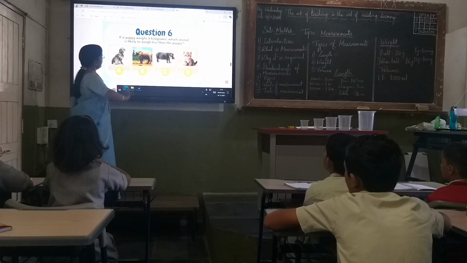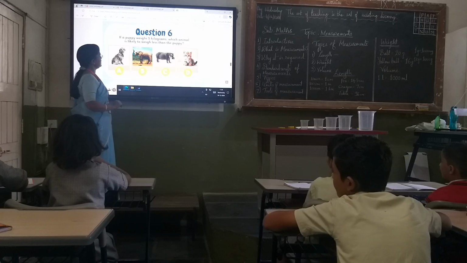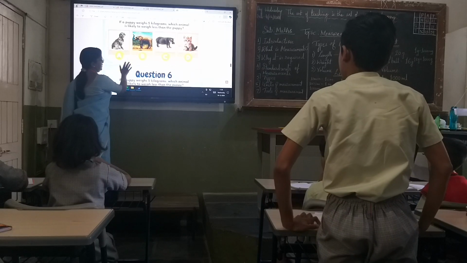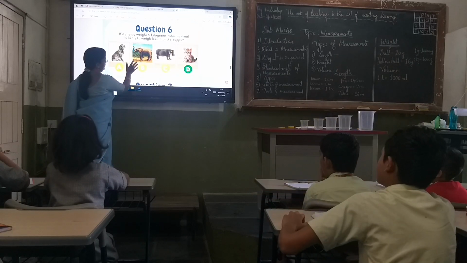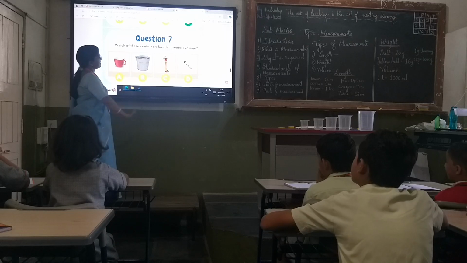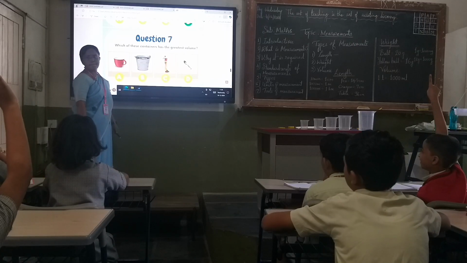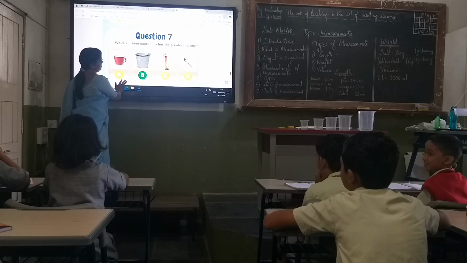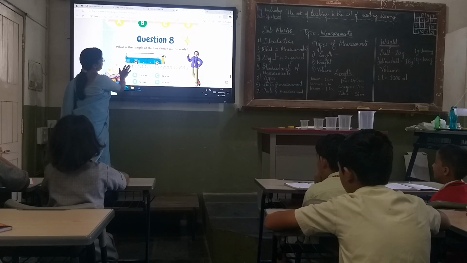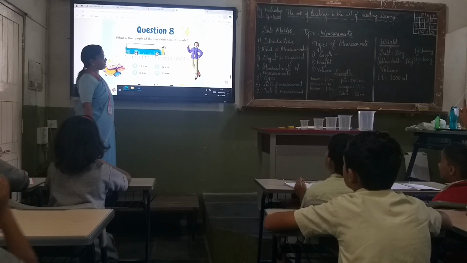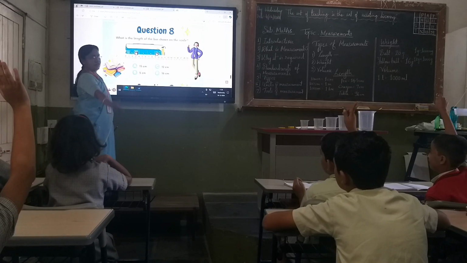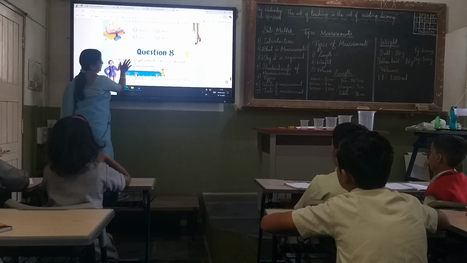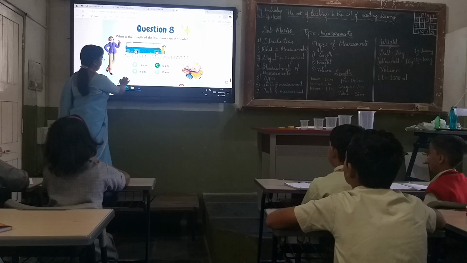Now the question says, if a puppy weighs 5 kg, which animal is likely to weigh less than the puppy? One cat. Let's see. Yes, it's cat. Now question 7. Which of these containers has the greatest volume? Maithili. Option B. Yes, option B is the correct answer. Now the last question. What is the length of the brush shown on the scale? Yes, it is 12 centimeter.